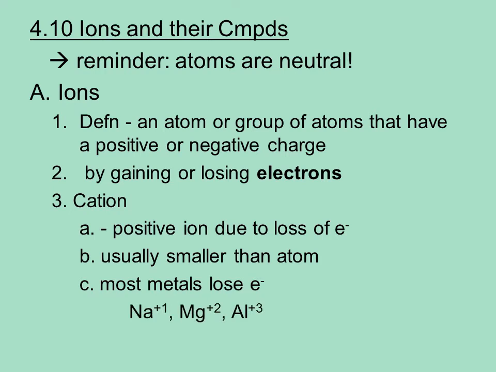So examples: sodium becomes +1 because it's in group 1 and it loses its 1 electron. Magnesium is in group 2, so it loses its 2 electrons. Aluminum is in group 3 with 3 valence electrons, so it loses those 3 and becomes aluminum +3. So notice the charges are put on as superscript, and a plus indicates it's a positive charge.